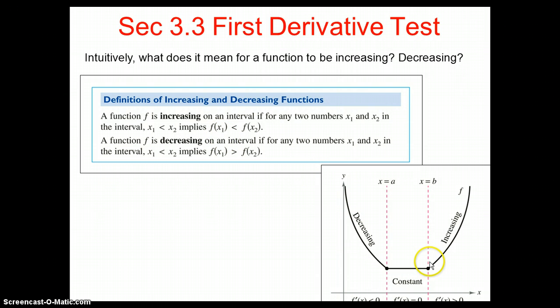So like you can see here in the graph, if I go from left to right in my x's and trace this, then my y values get larger and larger. And then just the opposite for decreasing. As I go left to right on my x values, my function values decrease, so they get smaller and smaller. So going left to right, my y values get smaller and smaller. And then the idea of constant, we already talked about that, the y values stay the same.